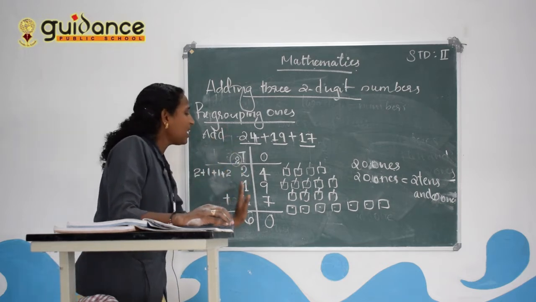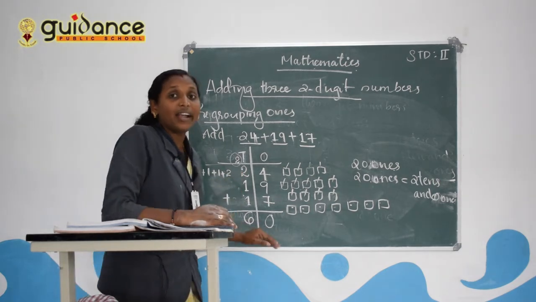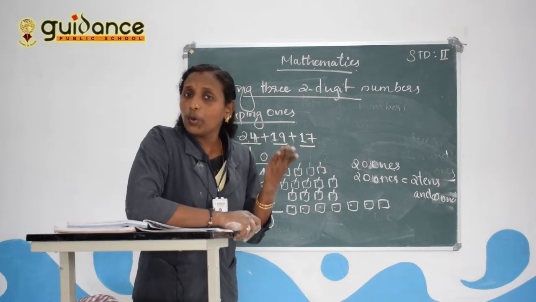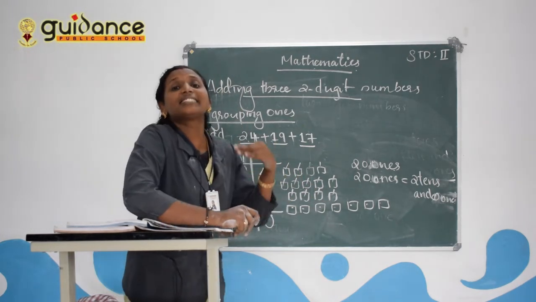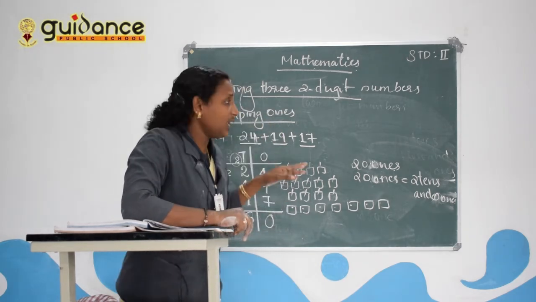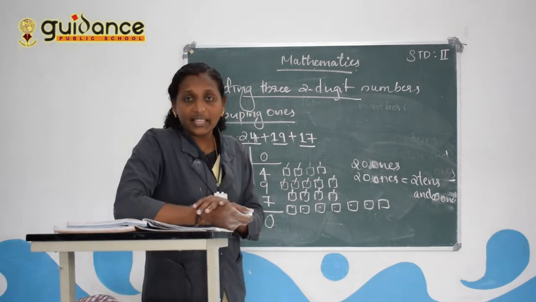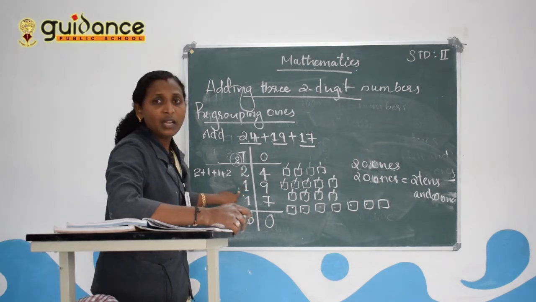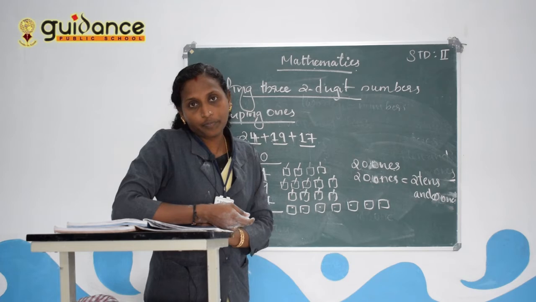Next, add the tens. Then 2 plus 1 plus 1 plus the carried over. What is the carried over? 2 is the carried over. That means it has 6 tens. That 6 can be written in the tens place. That means 60 is the answer. So the addition of 24 plus 19 plus 17 is equal to 60.